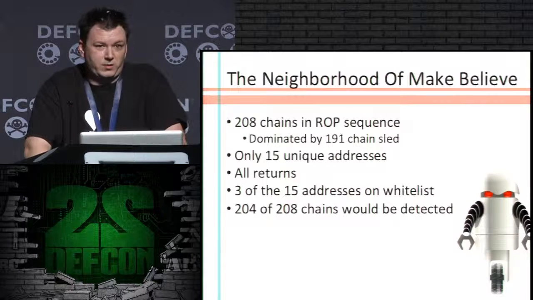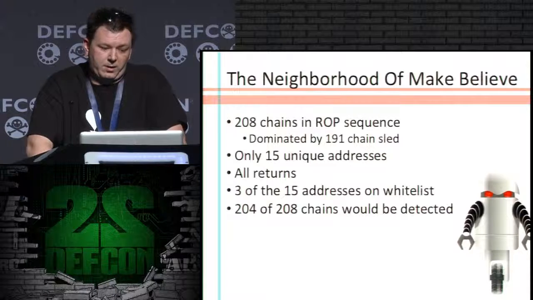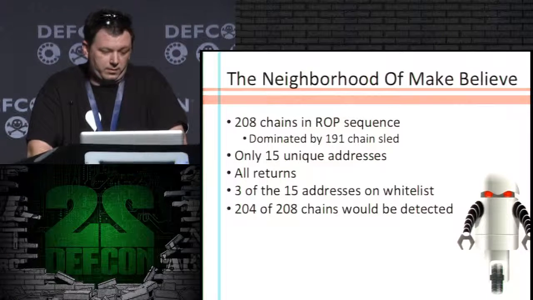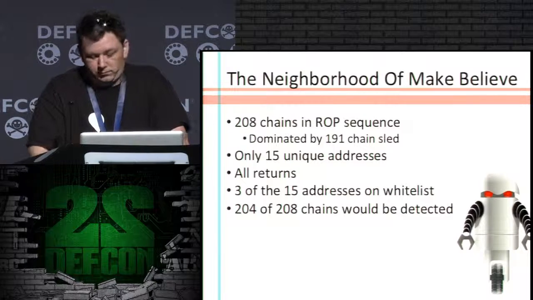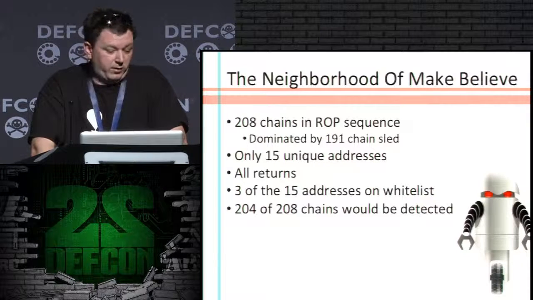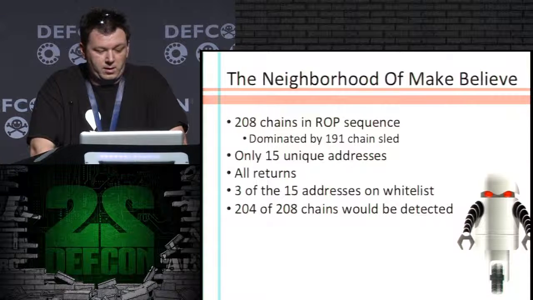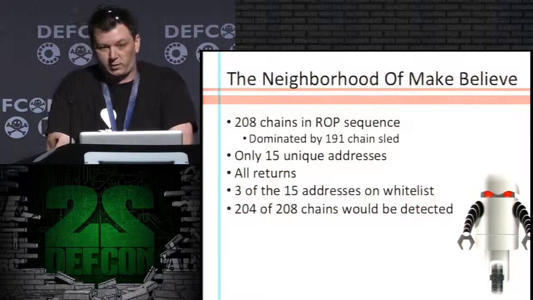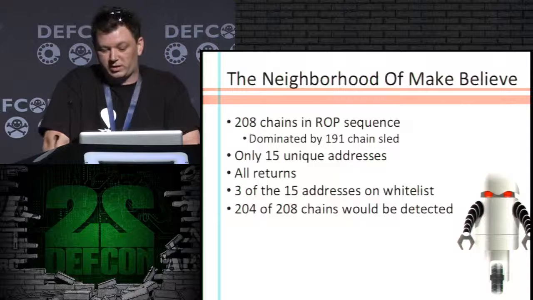So this one actually had a huge ROP sequence. It's 208, but it was dominated by a NOP sled, essentially. It was returning to itself over and over again, and once it finished that, then it went about its business. 15 unique addresses this time, all of them returns. Again, only 3 were on the whitelist, and of all the chains, we detect 204 out of the 208. So we seem to have, on the address part, about the same detection rate.